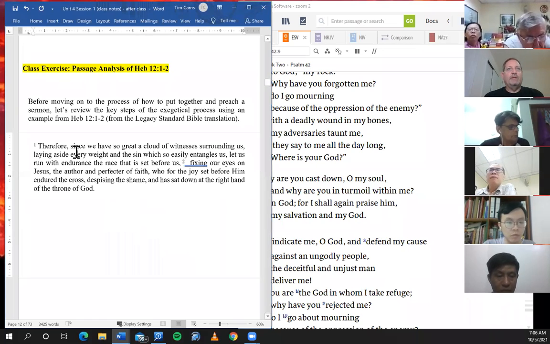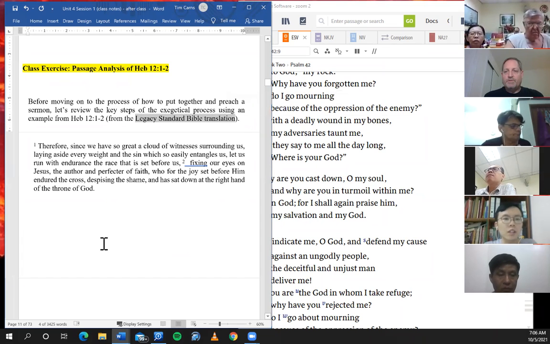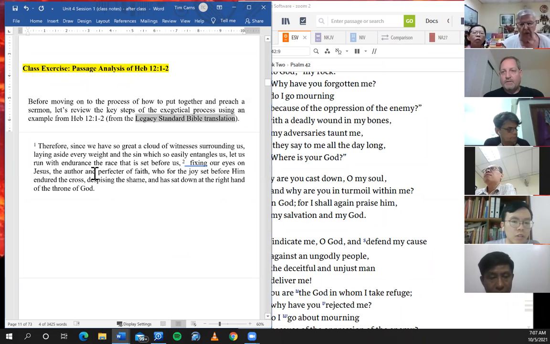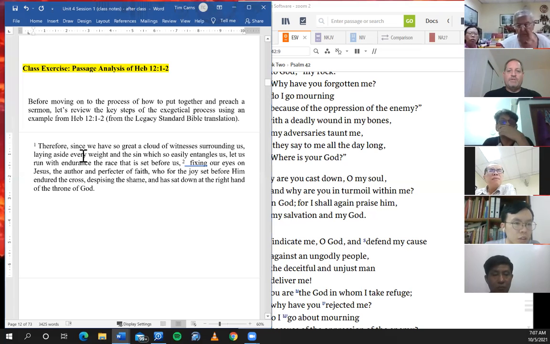So I have here the Legacy Standard Bible translation for Hebrews 12. This is a new translation that's been put together by some guys at Master's Seminary, Master's College. And I've been reading from it. I really appreciate it. They took the New American Standard and made some modifications and updates, and I think they did a really good job. So I wanted to have us dive into that translation by looking at Hebrews chapter 12.